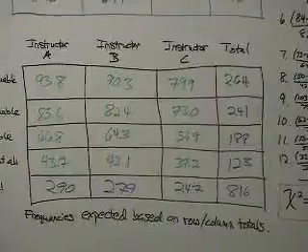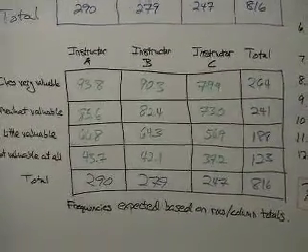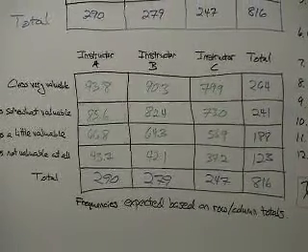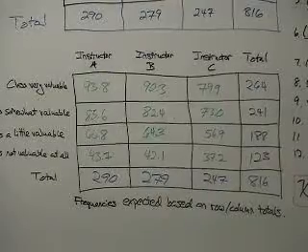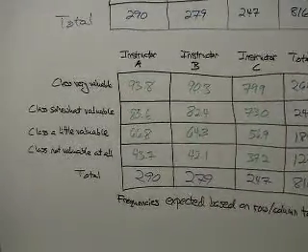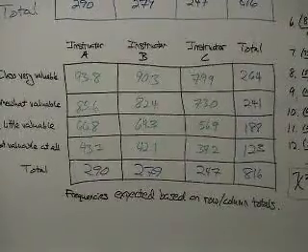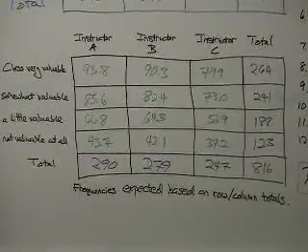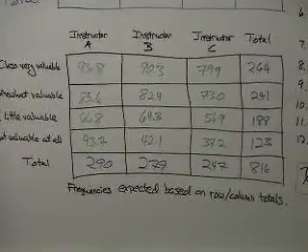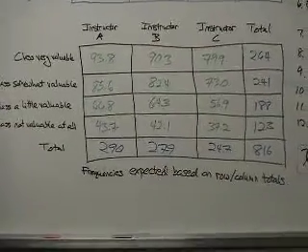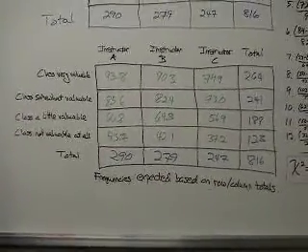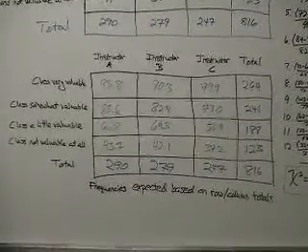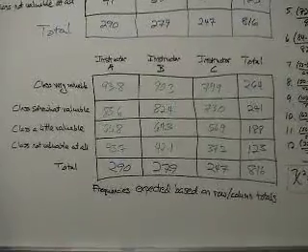That gives you 56.9. For the cell that has 42.1, the total for instructor B is 279 times your total of not valuable at all, 123. So 279 times 123 divided by your grand total of 816 gives you 42.1. Basically you have to do 12 different calculations in order to get those 12 numbers labeled in green, and those are your frequencies expected based on your row and column totals.